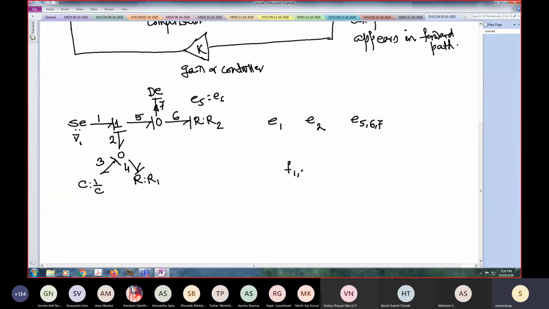F1, 2, 5 are the same. Flows at 3 and flow at 4 are different. And we have flow at 6. Flow at 7 is 0. So this is our thing. This is our input, E1, US.